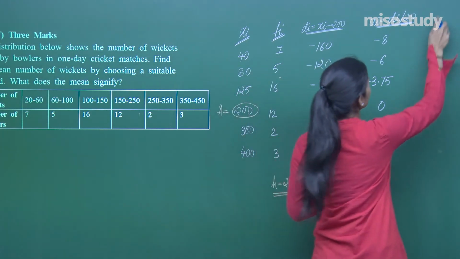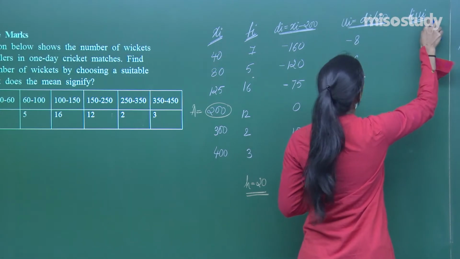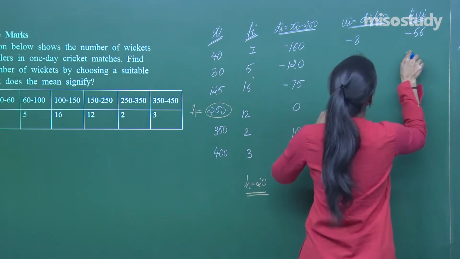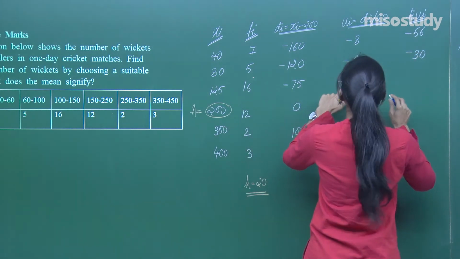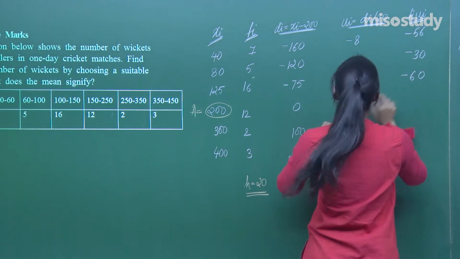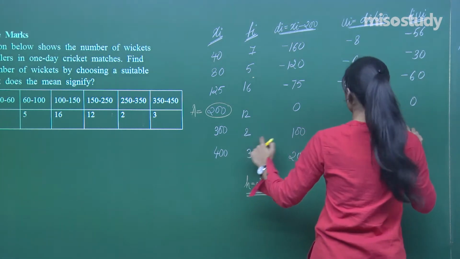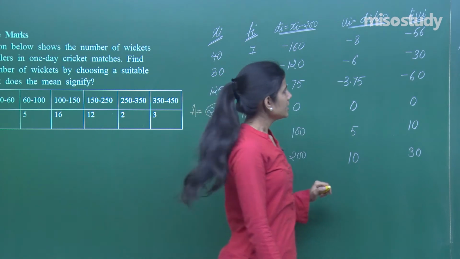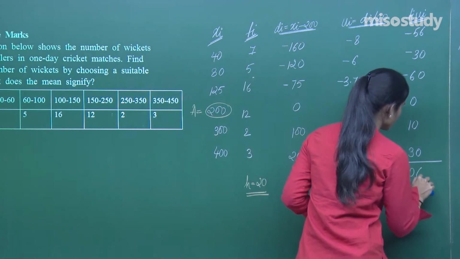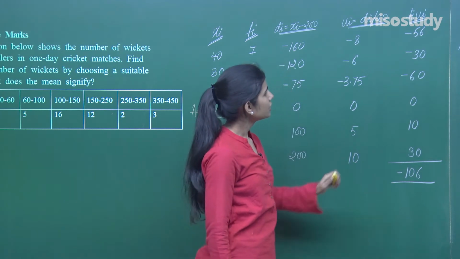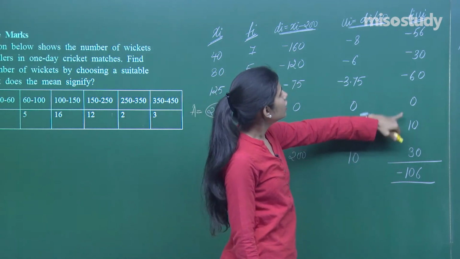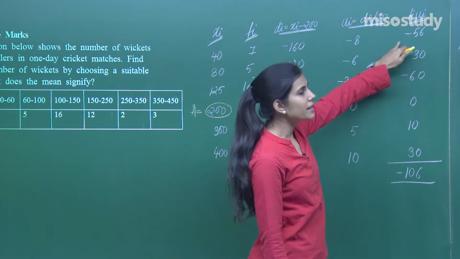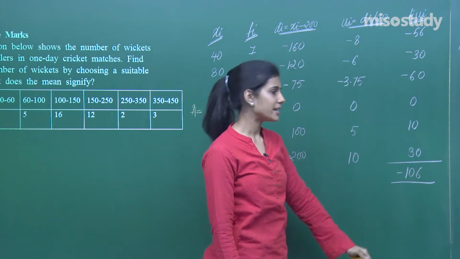After that, in step deviation, you find out fi ui. What is fi ui? 7 into minus 8 is minus 56. 5 into minus 6 is minus 30. 16 into minus 3.75 is minus 60. 12 into 0 is 0. 2 into 5 is 10. 3 into 10 is 30. If you add this up, you will get minus 106. You can clearly see 30 plus 10 is 40, 40 minus 30 is 10, 10 minus 60 is minus 50, minus 50 minus 56 is minus 106.